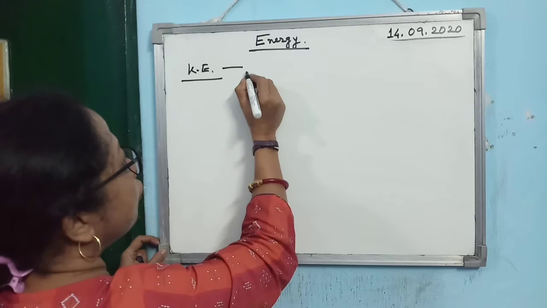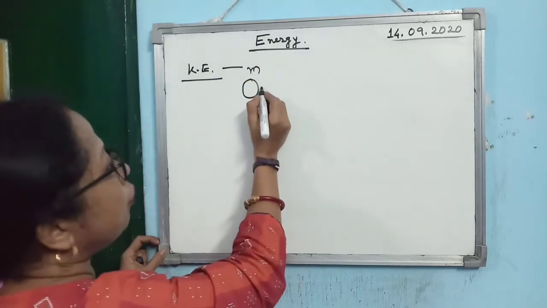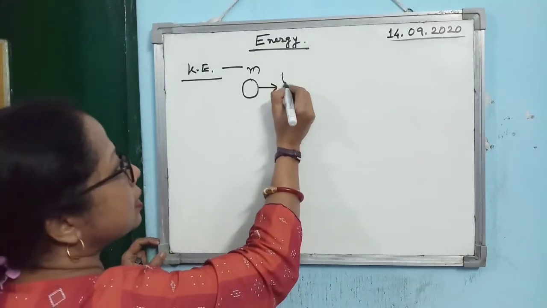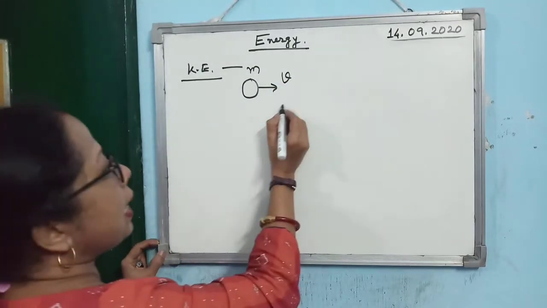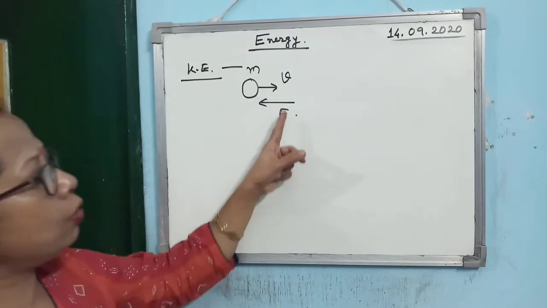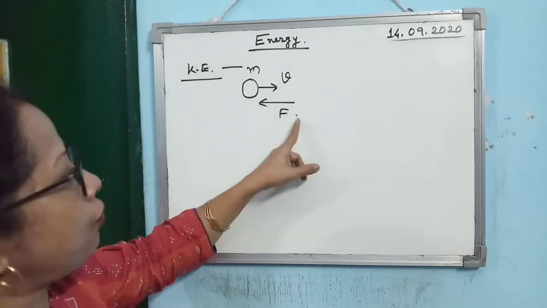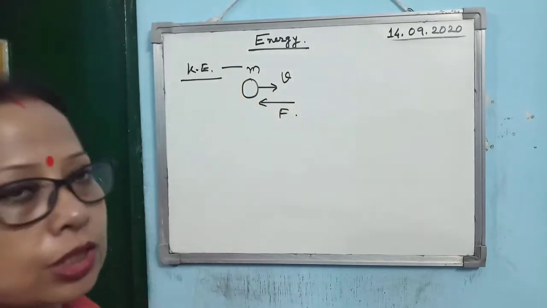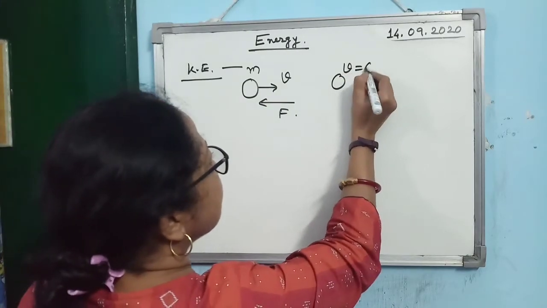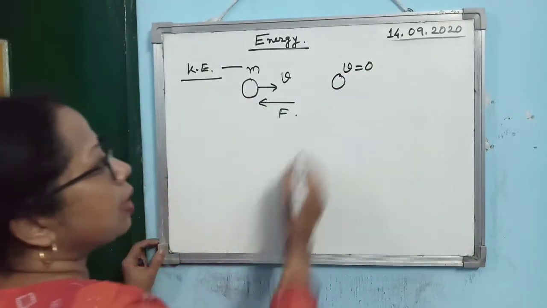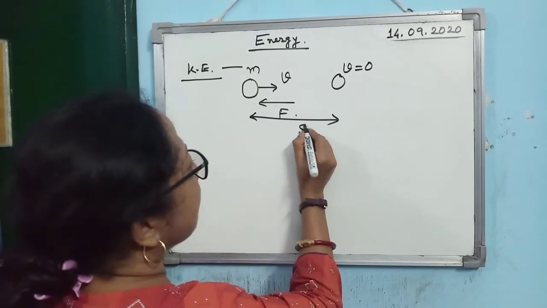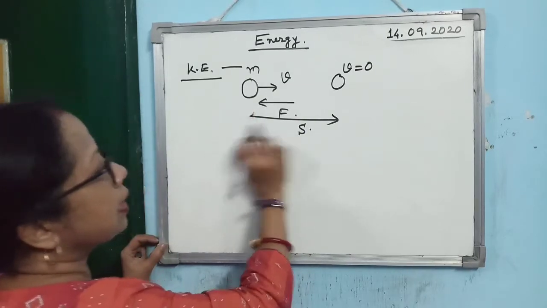Suppose a body of mass M is moving in this direction with a velocity v, and a force is applied in the opposite direction. Look at the direction of F and v. F is applied opposite to the direction of motion of the body. So what will happen? The body, after moving a certain distance, will have its velocity become equal to 0. So let us consider the body undergoes a displacement S along this direction.